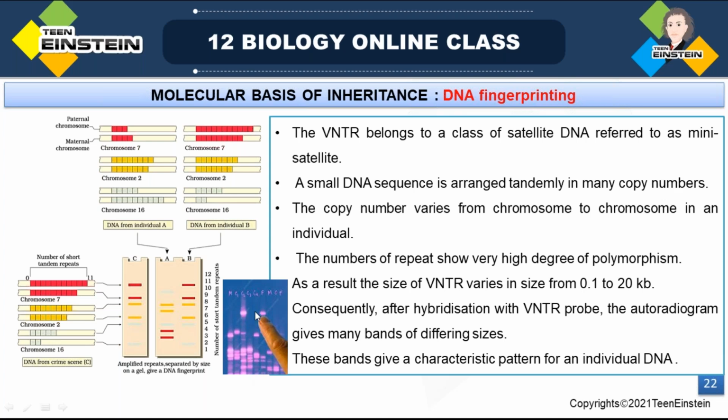Here the top banding shows high molecular weight. If the weight is more, it will move less distance. Those having lower molecular weight will move very fast and reach down. See, the top banding shows high molecular weight. Depending upon the banding size, you can see many bands here. And these bands give a pattern of an individual DNA. Okay, this banding shows the pattern of an individual DNA.